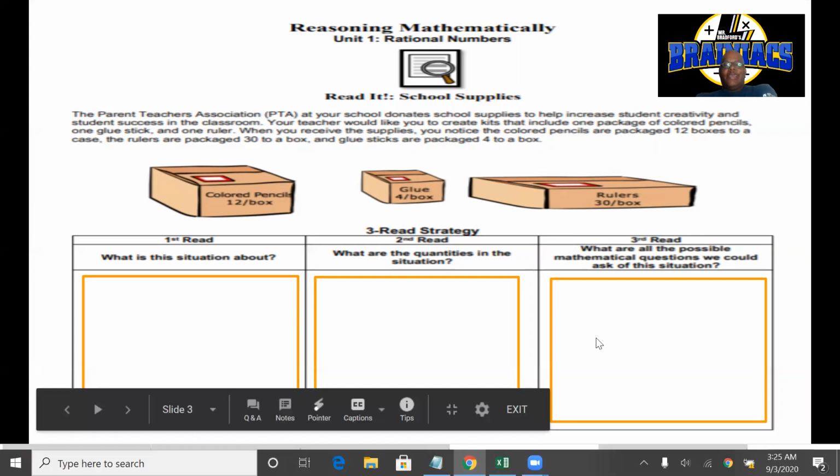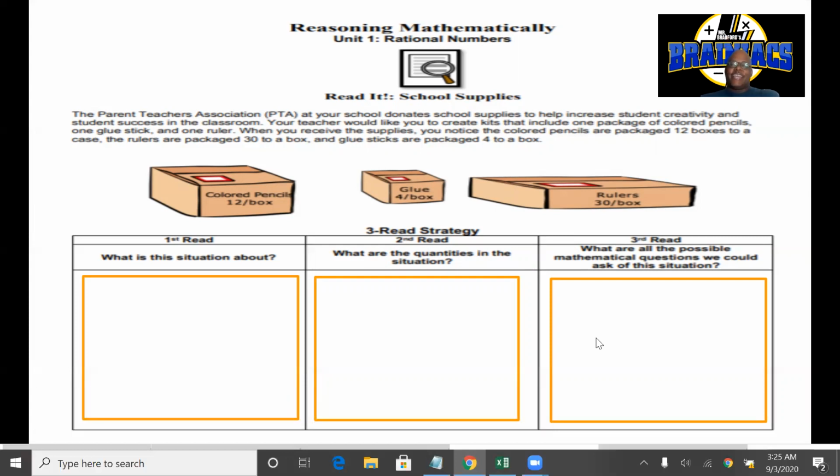First possible question could be, how many are you preparing for? Is there a set number that you're supposed to prepare for? How many students are in the school? Those are questions. If not, since there are only 4 glue sticks in a box, then how many glue sticks will you need to make sure that every glue stick goes with a pack of pencils? How many extra boxes will you need? Those are the questions that you're going to be thinking about, some of your possible questions.